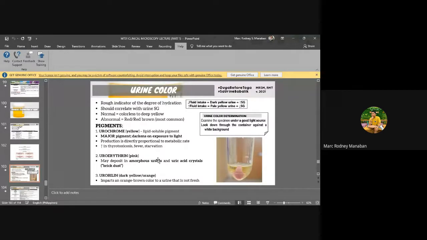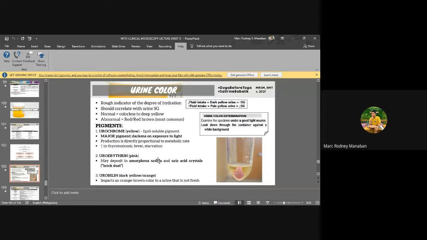The normal color of urine is from straw, colorless, to deep yellow. Different shades of yellow. And the abnormal is of course outside of that. Usually the most common abnormal is red or red-brown. Okay? Now what are the pigments contributing to the normal color of urine? You have of course number 1, urochrome.